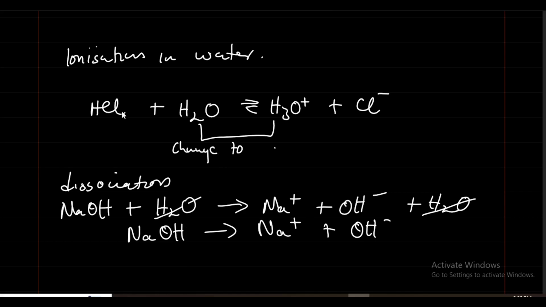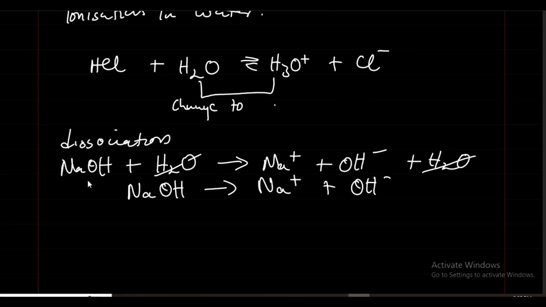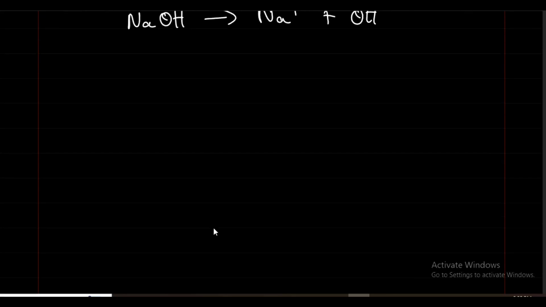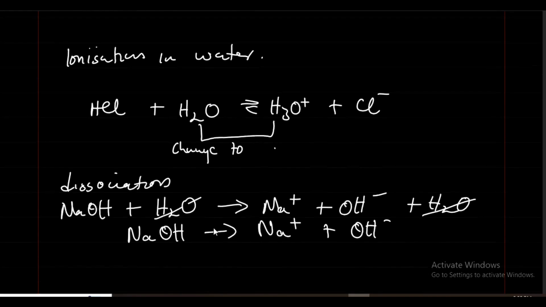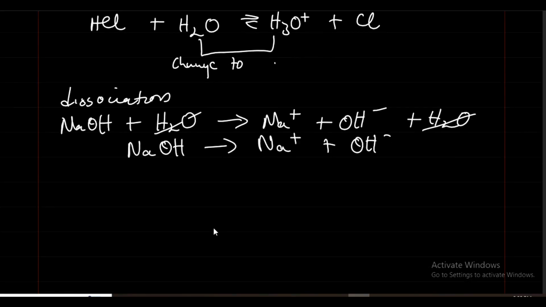Okay, so strong acids and weak acids, they ionize. But the bases, the strong base dissociates, so it dissociates like this. And then you will notice that when we go to the weak base, it ionizes and dissociates.